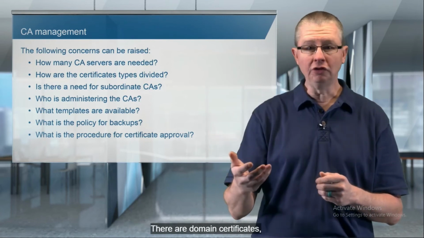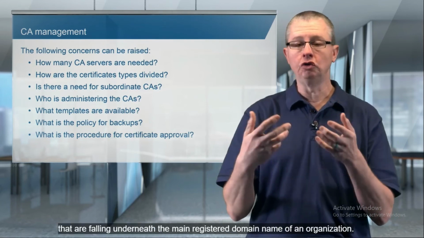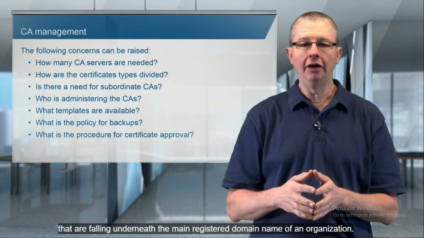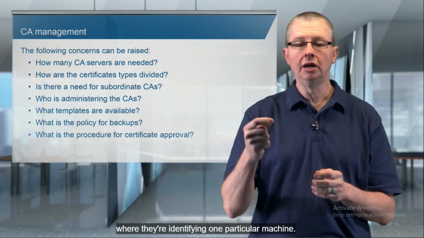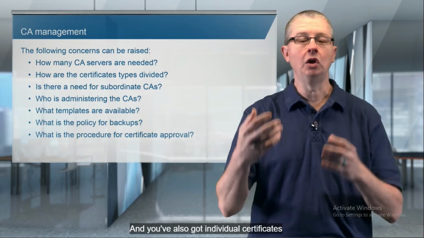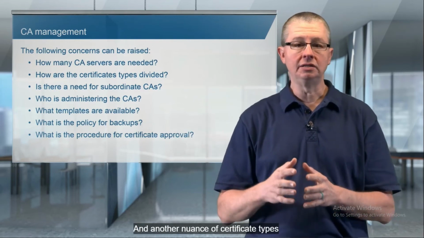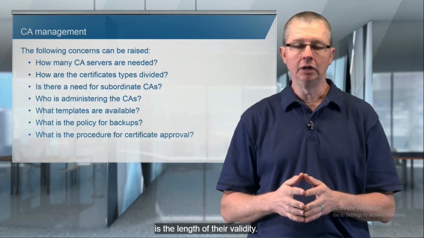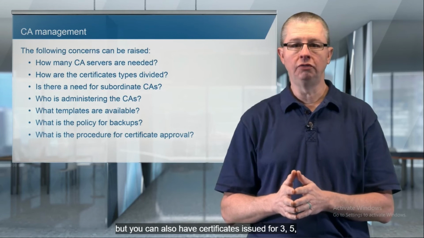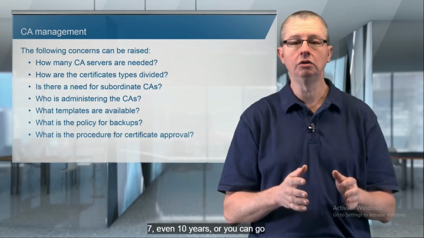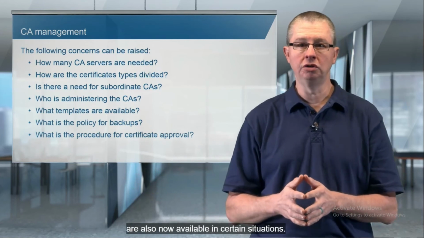There are domain certificates, which only identify systems that are falling underneath the main registered domain name of an organization. There are also individual device certificates for identifying one particular machine, and you've also got individual certificates identifying one individual person. And another nuance of certificate types is the length of their validity. Now, in general, 1 year is pretty common, but you can also have certificates issued for 3, 5, 7, even 10 years, or you can go shorter. 6 months or even 3 months are also now available in certain situations.